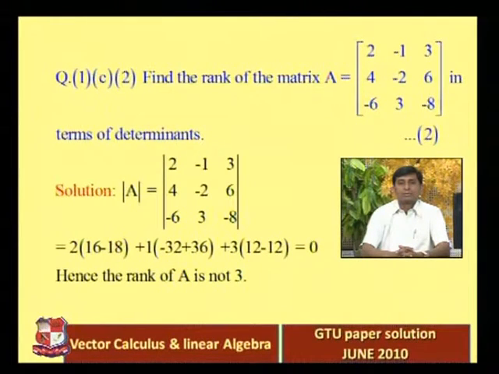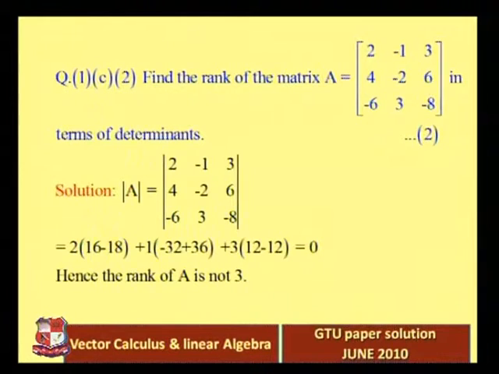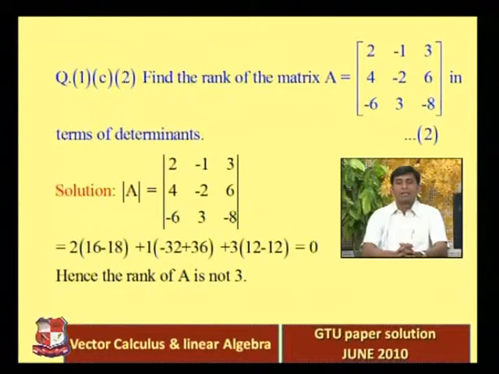plus minus 16 into 16 minus 18, that is minus 2, minus 2 into 2, that is minus 4, plus 4, minus 32 plus 36, that is plus 4. So minus 4 plus 4 plus 0, that is equal to 0.